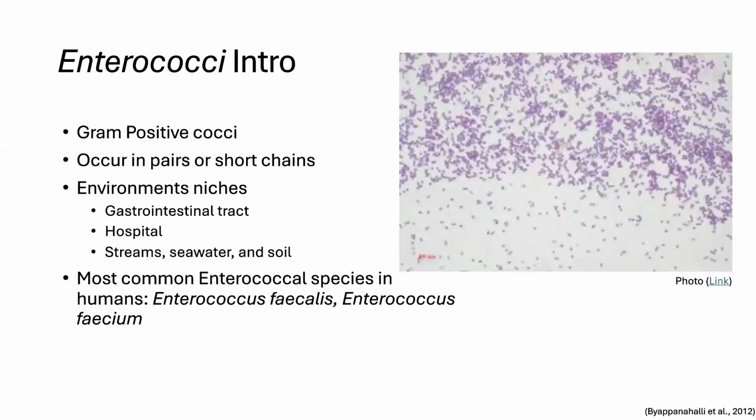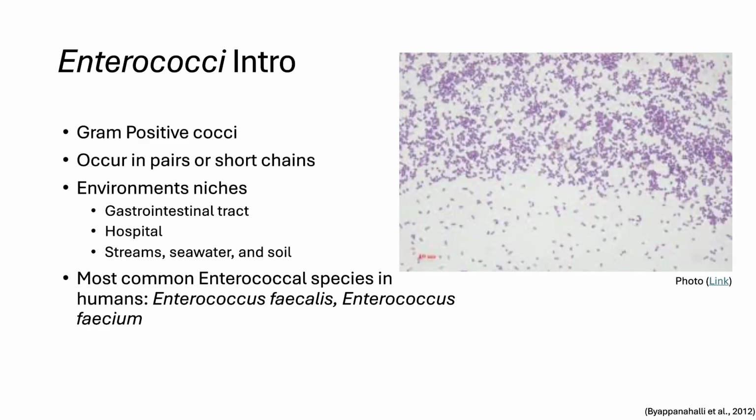First, I want to introduce you to the Enterococci family. Enterococci are gram-positive bacteria that are cocci in shape, meaning that they are spherical. They also occur in pairs or short chains, and they live in the environmental niches of the gastrointestinal tract, hospitals, streams, seawater, and soil. The most common enterococcal species within humans are Enterococcus faecalis and Enterococcus faecium. I specifically will be looking at Enterococcus faecalis today.